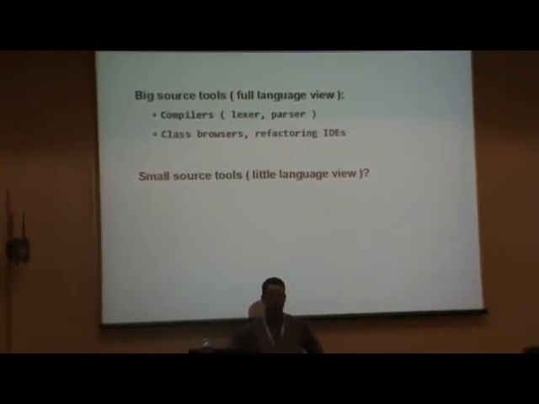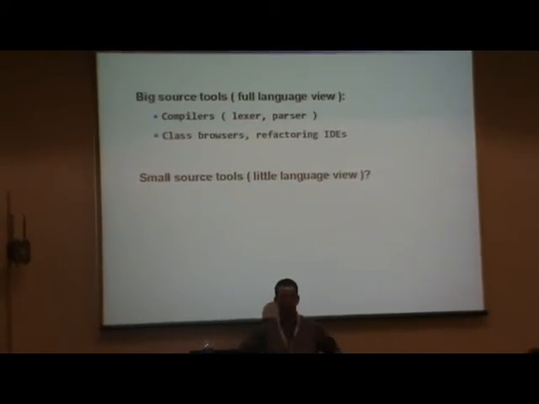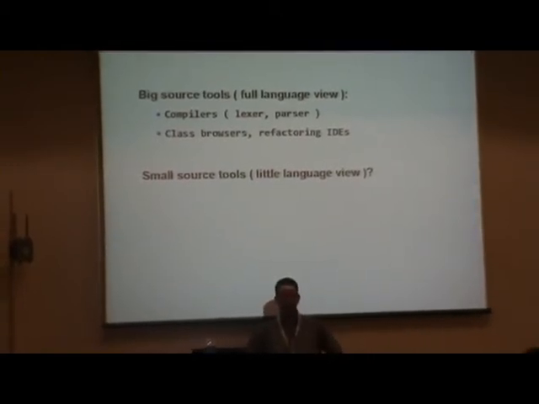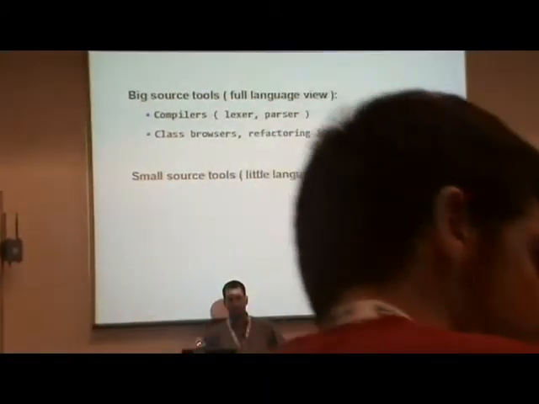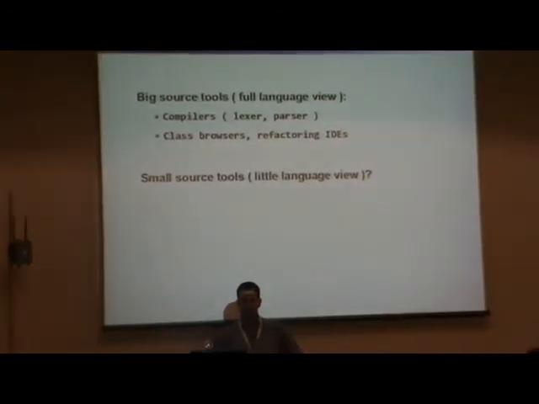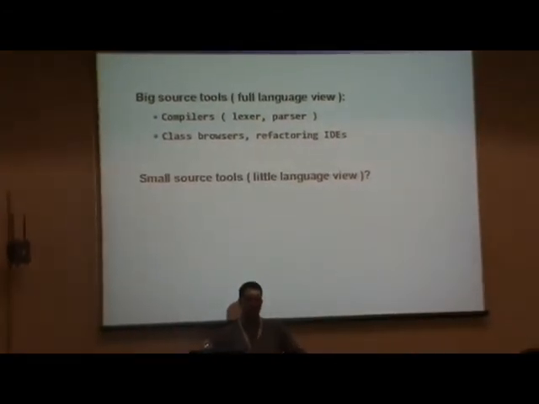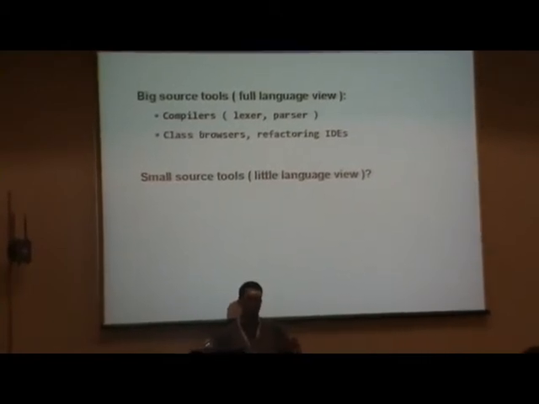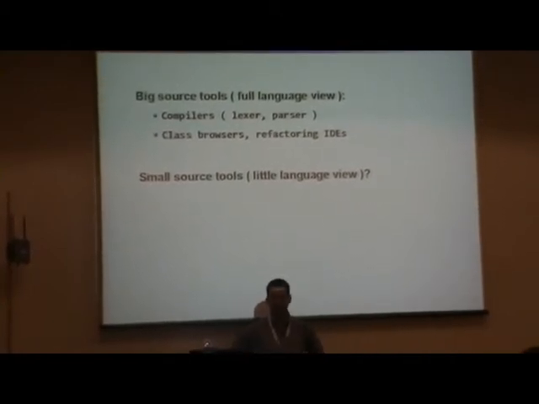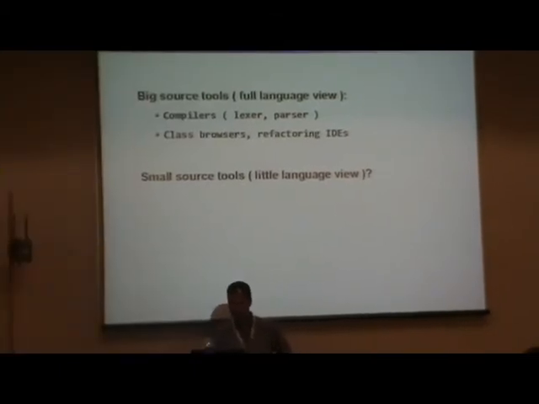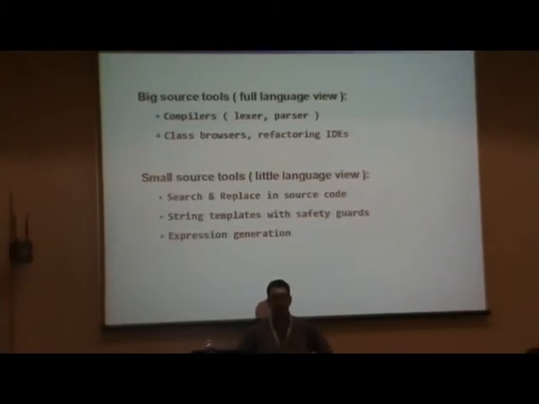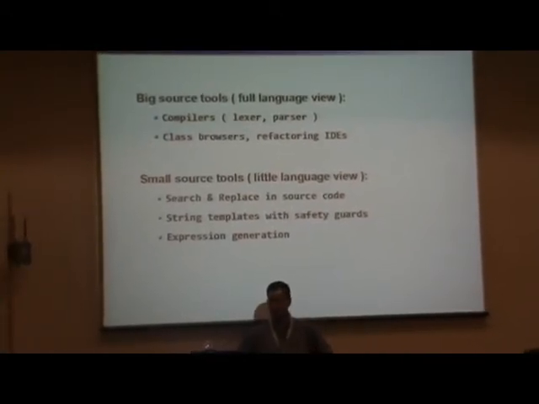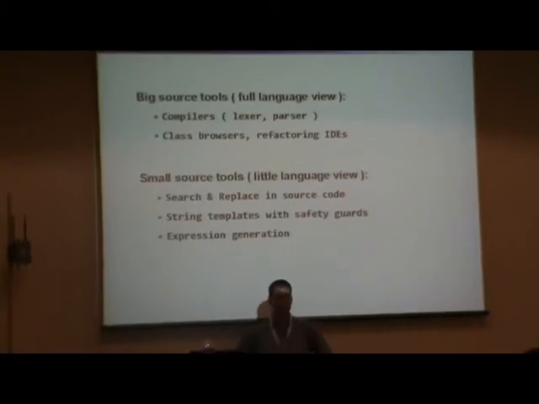Source tools might be roughly classified into source tools for big problems, which is actually compilation, where a parser has to be available for the whole language, and also tools for IDEs, like a refactoring browser or class browser, which also doesn't need the full language specification. And small source tools, which I consider search and replace in source code, the generalization of string templates.